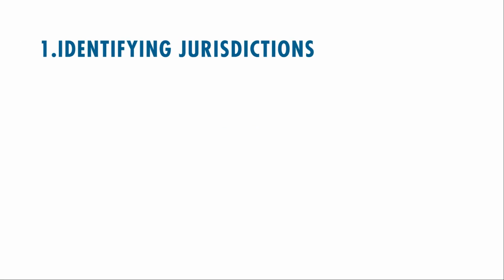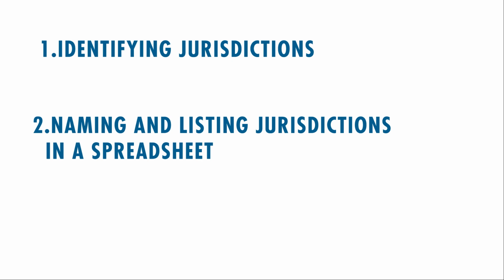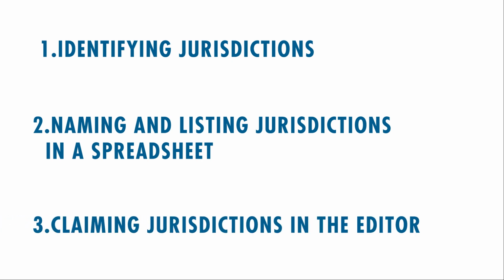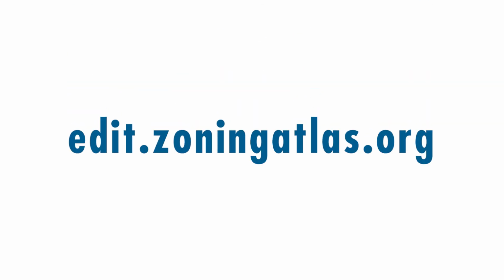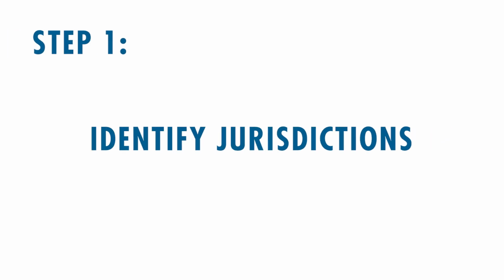We'll walk you through the 3 steps in this process. First, identifying your state's or region's jurisdictions. Second, naming and listing them in a spreadsheet. And third, claiming them in the editor. As a reminder, in order to claim jurisdictions, you will need to have previously made an account in the editor. To do so, go to edit.zoningatlas.org.